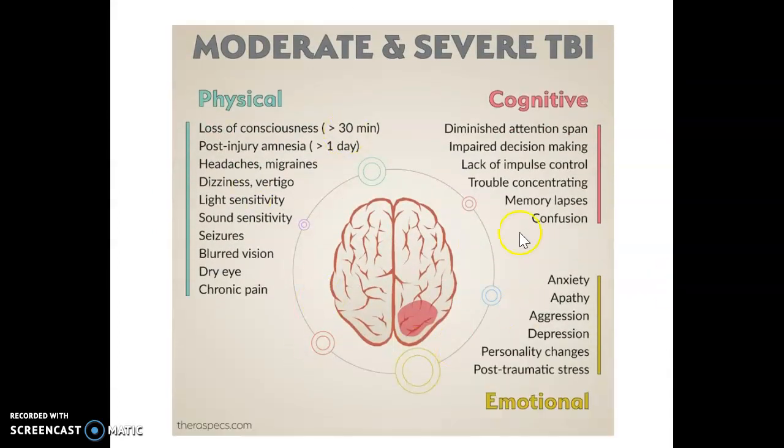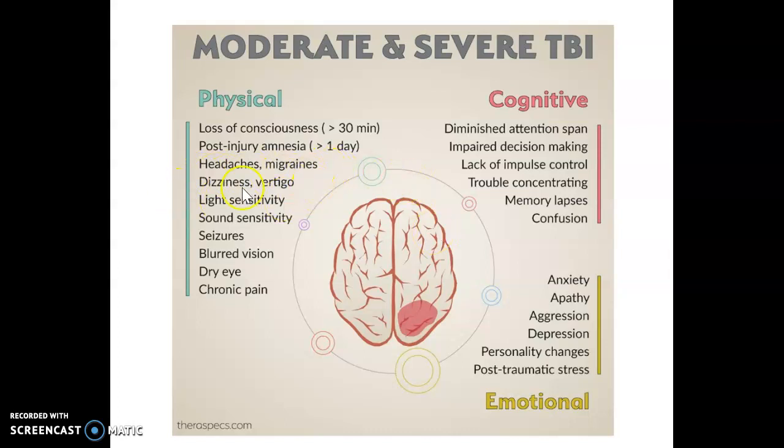So moderate and severe TBIs, like I said, will have a lot of different issues going on. If they lose consciousness at all, we definitely want to let the provider know exactly, or at least roughly, how long they were out. You also know that if it's greater than 30 minutes, that makes it a moderate or severe TBI because the brain was not able to recoup very fast.